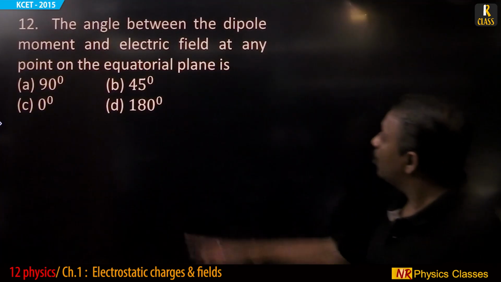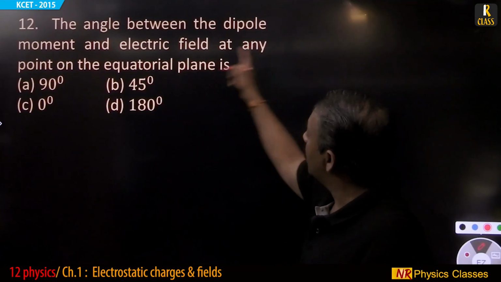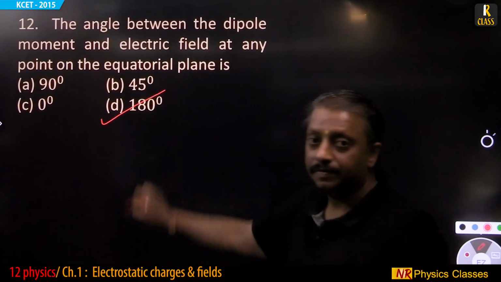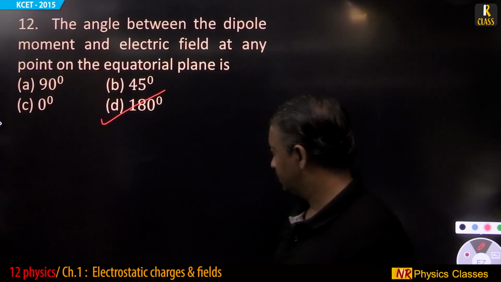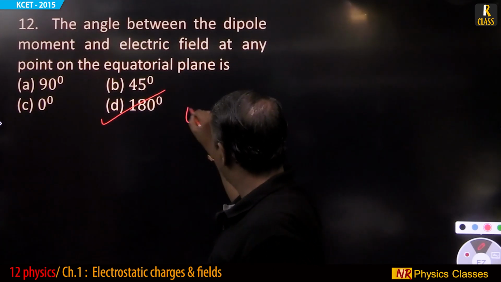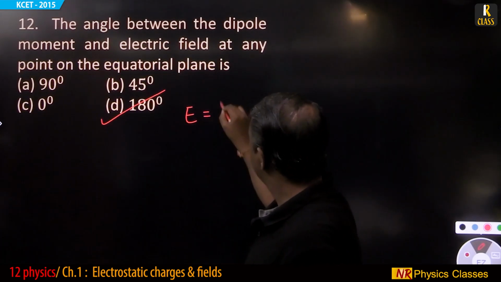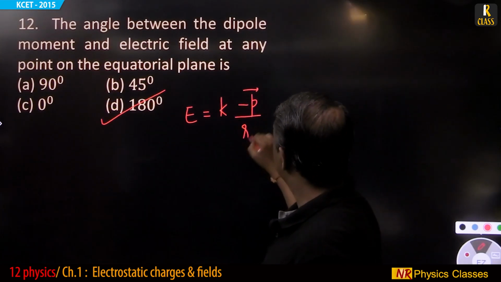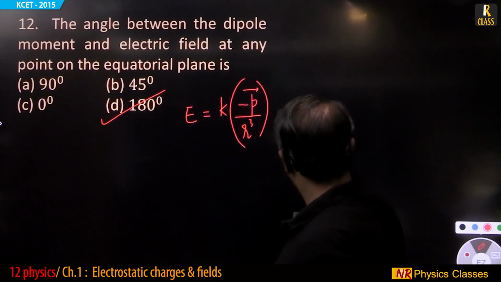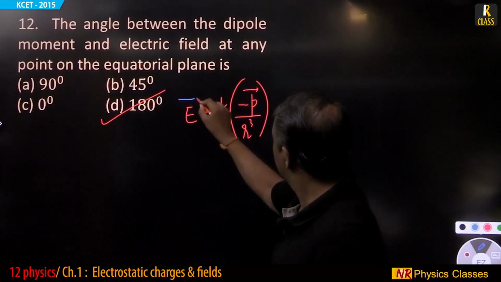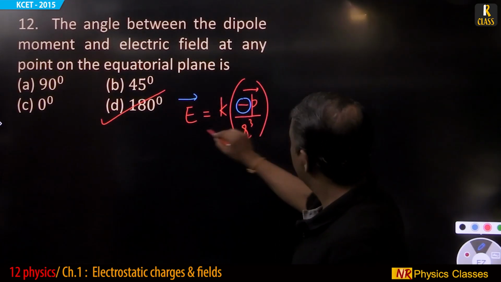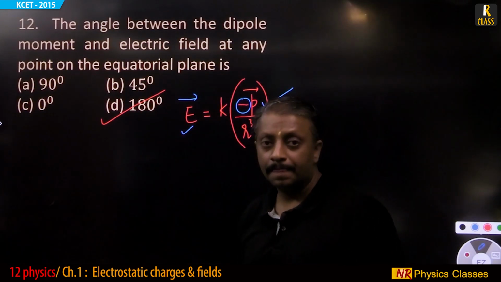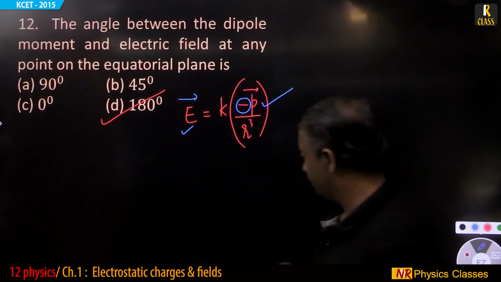Angle between dipole moment and electric field at any point on the equatorial plane is 180 degree, isn't it? Electric field at a point on the equatorial plane is constant minus P by R cube. This is the equation. This negative sign says these two are in opposite directions. That's why 180 degree.